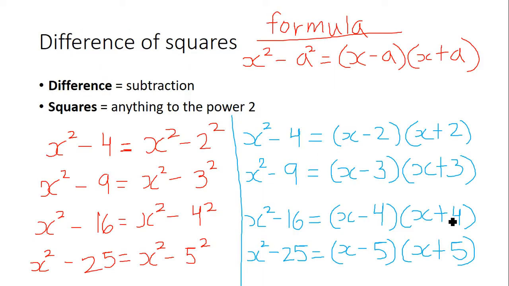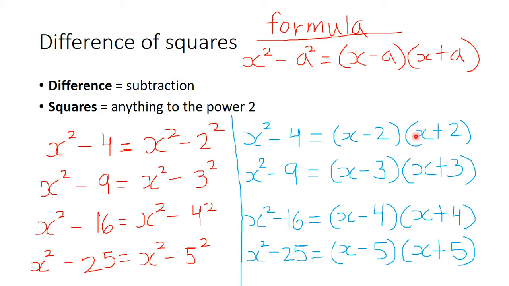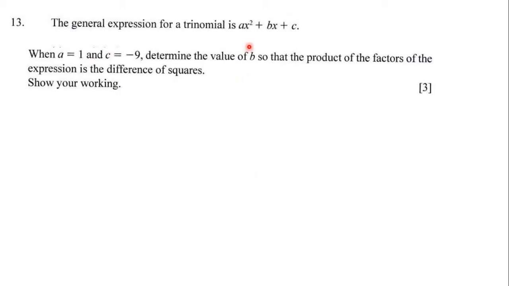So now let's go back to this question. It says when a equals 1, c equals negative 9, determine the value of b so that the product of factors of the expression is a difference of squares. So we're trying to get a difference of squares, something that looks like these things.